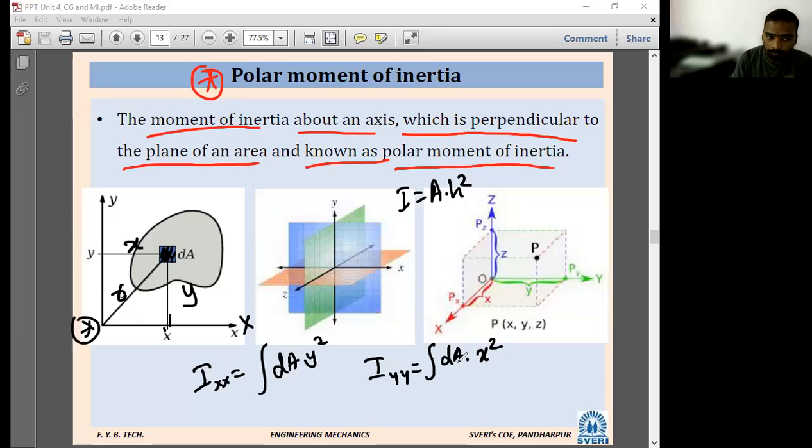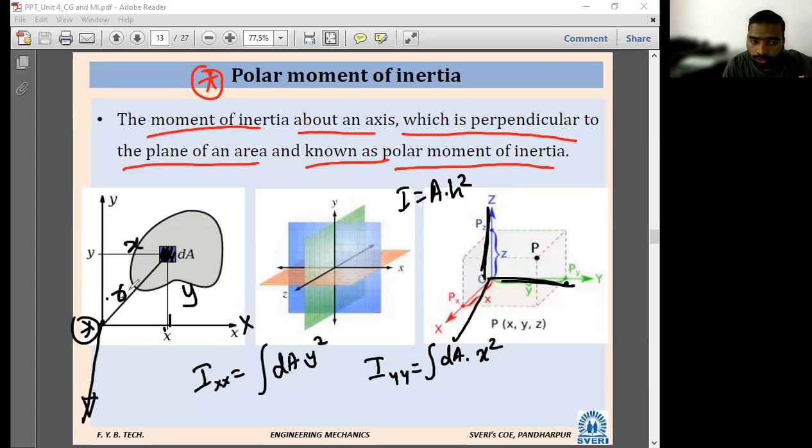Correct? Suppose so these two are perpendicular, correct? I will take one more axis which is in z axis. Okay, that is perpendicular. This is x axis. This is y axis. This perpendicular is z axis. So I will take the centroid of this elemental area from the origin. From the origin is r.